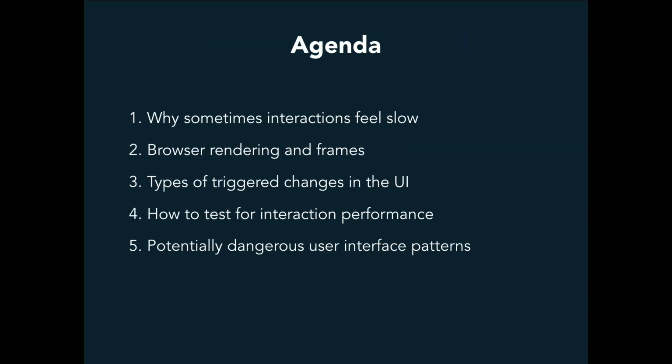We'll start with why sometimes interactions feel slow. Then we'll go to browser rendering and frames and types of triggered changes in the UI. Then I'll tell you briefly how to test for performance issues in the interactions, and then about some potentially dangerous interface patterns that you might be using. So why sometimes do interactions feel slow?